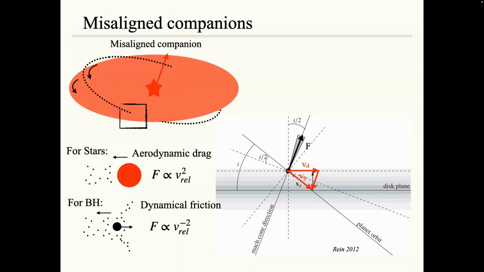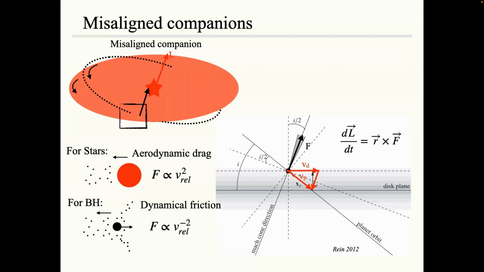Okay. So if you have a companion moving through the disk, then you will feel aerodynamic drag. For a star, you will feel aerodynamic drag, the same way as when you drive a car on the highway. For a black hole, the black hole is a lot smaller, so the aerodynamic drag is weaker. But the black hole has very strong gravity, so it will cause this Mach cone wake. They will gravitationally interact with the black hole, and this is dynamical friction. But nevertheless, you will feel a force. You will have a force which is opposite to the relative motion. So this companion will feel a force pointing upward, like here.